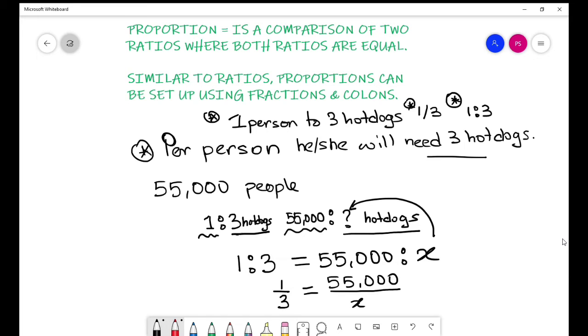Now the next step requires us to cross multiply. So we would cross multiply 1 times x, which just gives us x, and 3 times 55,000, which gives us 165,000. That means for 55,000 people, this vendor should order 165,000 hot dogs.